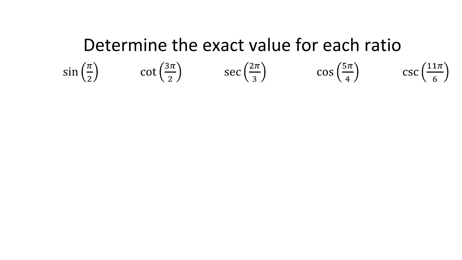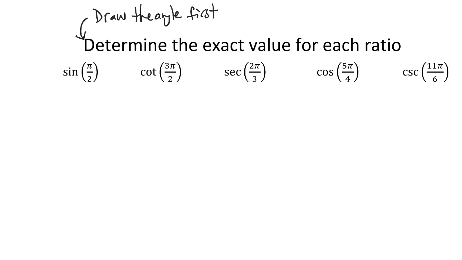So determine the exact value for each ratio. For each of these, I'm going to draw the angle. Whenever I'm given this kind of instruction, I'm almost always, whenever I can, going to start with drawing the angle, okay? That helps me get an idea of what I'm actually looking at, and then I can consider the ratio and go from there.